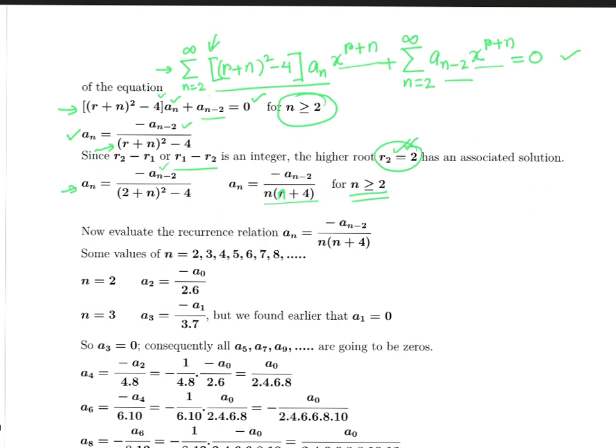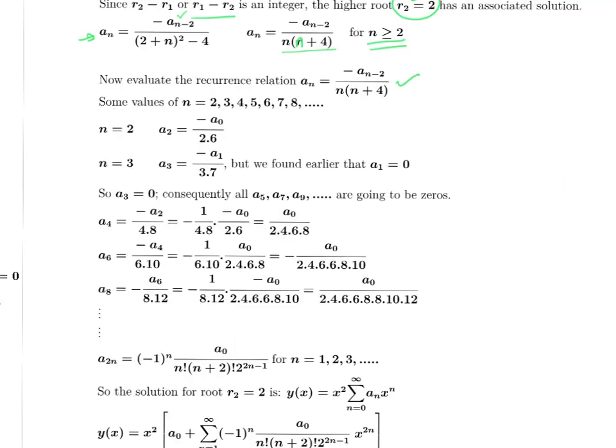Look at this summation, where it starts at n is equal to 2. So now we are going to try to find the values of these coefficients using this recursive formula. We are going to consider some of the values: 2, 3, 4, 5, 6, etc. For n is equal to 2, this is what you are going to get. So just plug in n is equal to 2 in this formula.